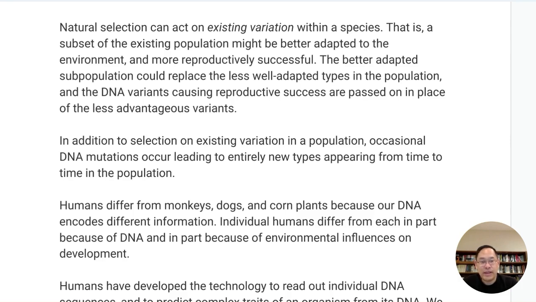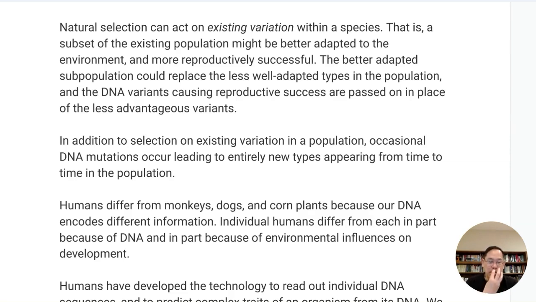One point I'd like to emphasize is that natural selection can act on existing variation within a species. So, for example, if you have one species of bird, but they have different beak lengths, it might be that in a particular environment, it's better for the bird to have a slightly longer beak. And if so, the birds with longer beaks are generally going to be more successful in reproduction. And over time, the entire species of bird in that particular environment will evolve toward having longer beaks.